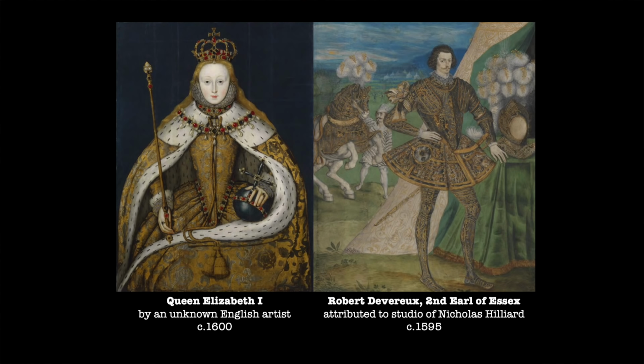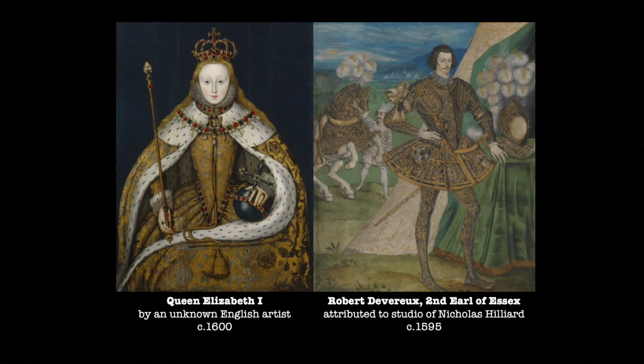Let's look at the historical context of 1599 in English history. Here we have the coronation portrait of Elizabeth I. It shows the Queen crowned, wearing the cloth of gold that she wore at her coronation on the 15th of January 1559. This garment had previously been worn for the coronation of her elder half-sister, Mary I. Elizabeth holds the orb and sceptre, symbols of her authority.